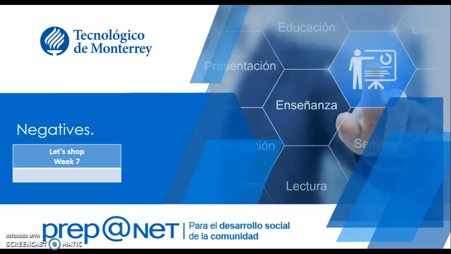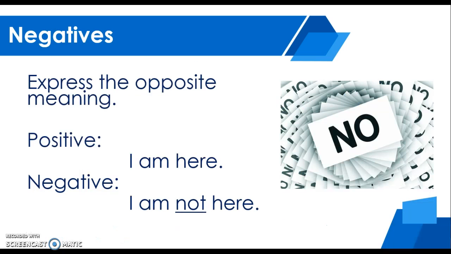This week we're going to talk about negatives. If you remember, we were talking about the past. And let's begin. Here we have some negatives which obviously express the opposite meaning of what we said. For example, in affirmative or positive way, we're going to say I am here. And the negative is very easy to form. All we have to do is to add the word not. I am not here. You can also use some contractions. We're going to see that in a moment.